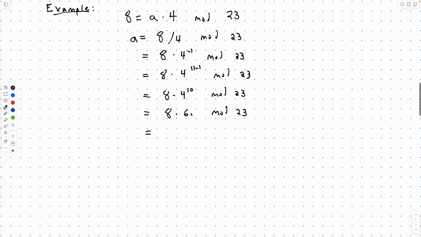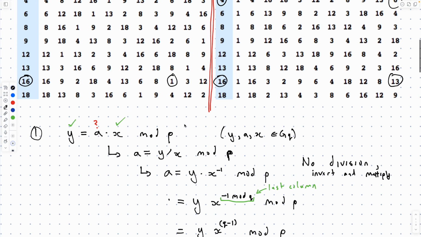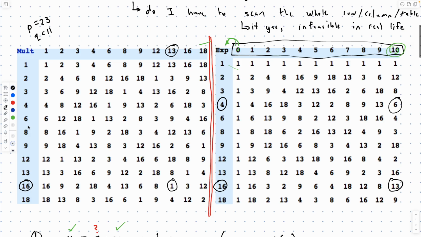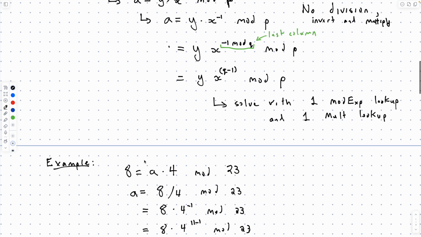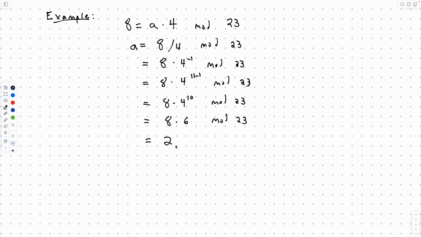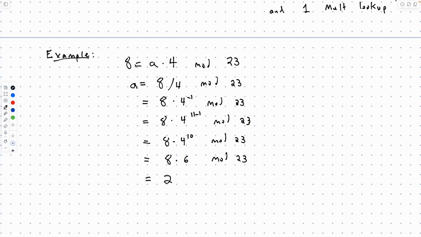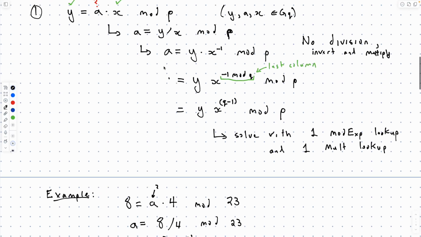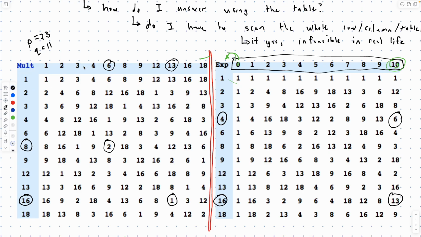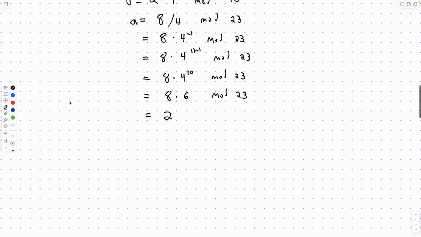Now I want to figure out what 8 times 6 is. Which table do I want to use? Okay, so I have 8 times 6, and the answer is 2. Okay, now I want to check just one last thing. I just want to check and make sure it's right. So if it's right, if I put in a 2 for A, then this equation should hold, right? So 2 times 4 should be A. I can check that here. So 2 times 4 is 8. So that looks good.